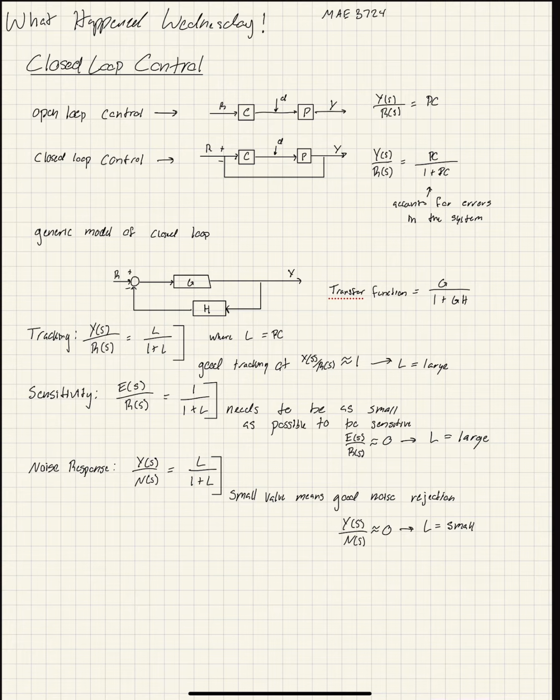Now looking at the noise response, denoted by Y over our noise, it is also denoted by L over 1 plus L, the same as our tracking. But noise response is good, and it has a good noise rejection when it's a small value. So in order to get this transfer function minimized, L has to be small.